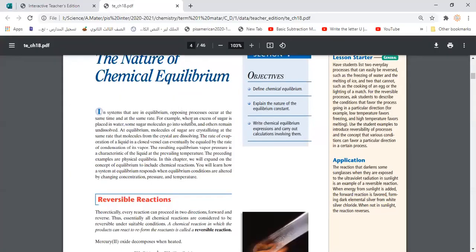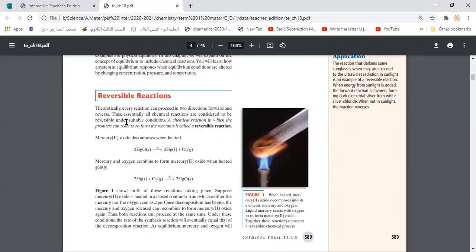So like this, we get the idea of the meaning of the word equilibrium in general. So we pass now to the reversible reaction, which represents the idea of equilibrium in a chemical exchange. So what is a reversible reaction?